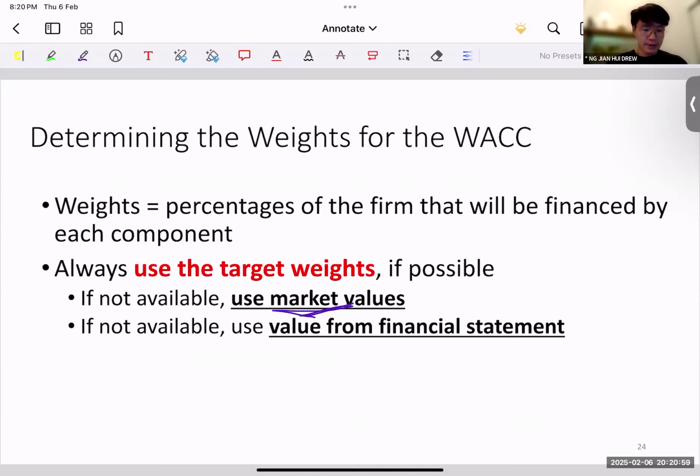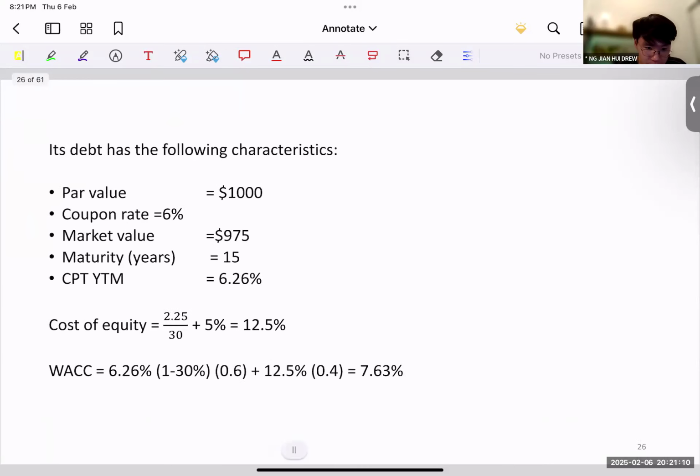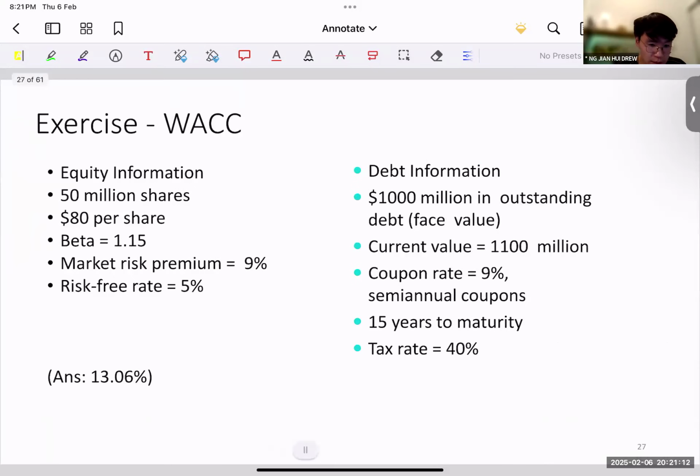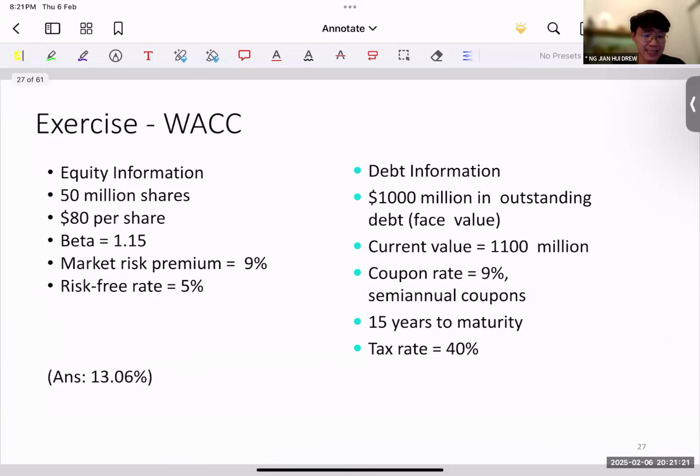All right. Okay, I hope I answered the questions. Okay, we do have a discussion question here. So let's just look at this. Let me see, which question should we go through? Okay, I want to go through the second one. So I leave you guys to look through this discussion question, but let's focus on this second exercise, the WACC exercise.